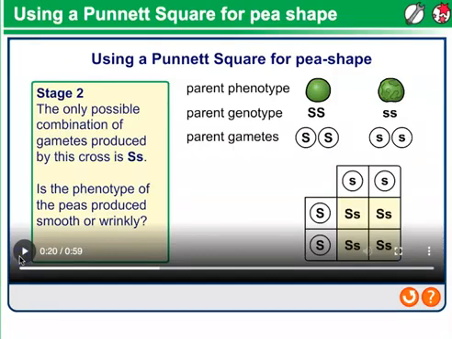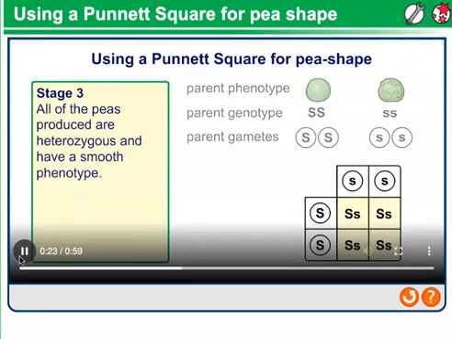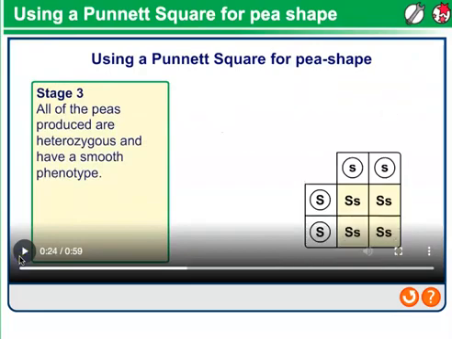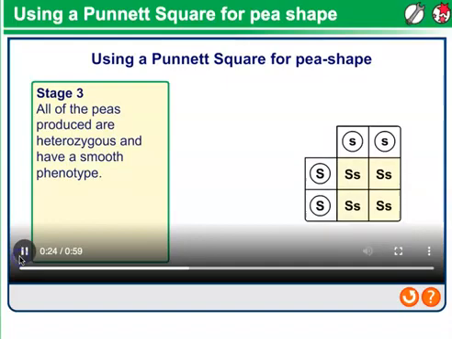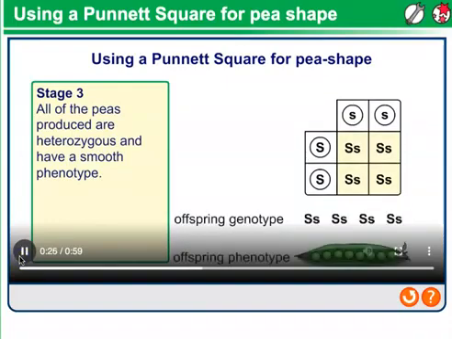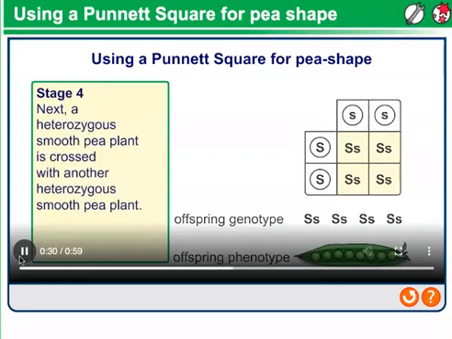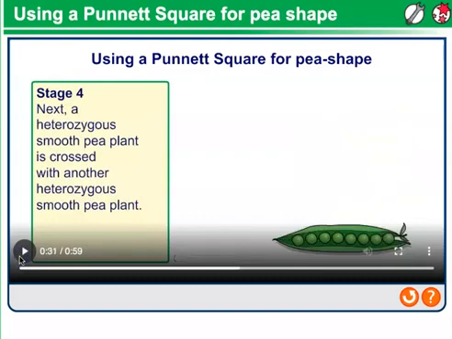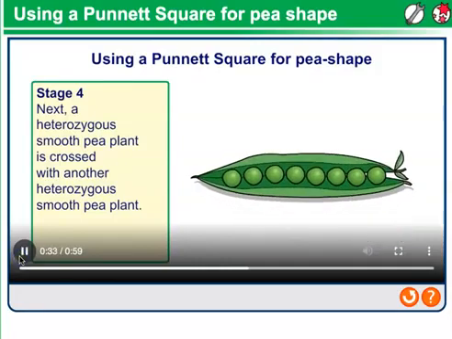So is the phenotype of the peas produced smooth or wrinkly? Stage 3. All of the peas produced are heterozygous and have a smooth phenotype. There is no other possibility. Stage 4. Next, a heterozygous smooth pea plant is crossed with another heterozygous smooth pea plant.